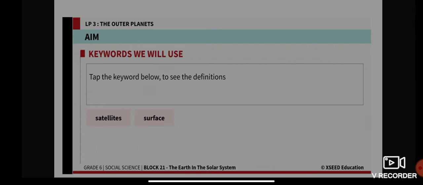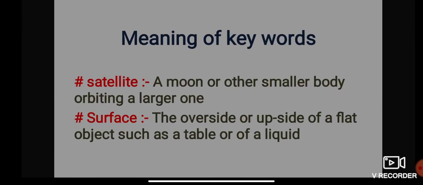Alright, so now let's learn the meaning of keywords. Okay, the keywords for today are satellite and surface. So what is a satellite? It is a moon or other smaller body that is orbiting a larger one. They are known as satellites. Okay, and what is a surface? The overside or upside of a flat object such as a table, or of a liquid. They are known as surface. I hope now you are clear with the meaning of the terms.